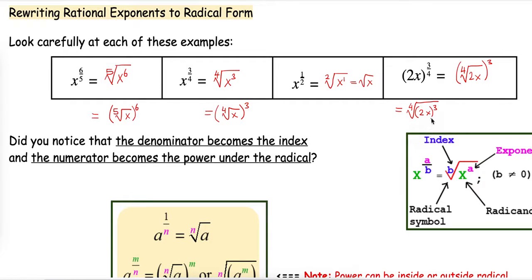This is okay because the exponent of 3 distributes, if you like. That's your product to a power rule. It distributes in, and then you get 8x cubed. So it is okay to write this as the 4th root of 8x cubed and remove the parentheses. But you should be very, very careful that you don't write this, because it's not equal to the 4th root of 2x to the 3rd power. Be careful with that, right? Parentheses really do matter.